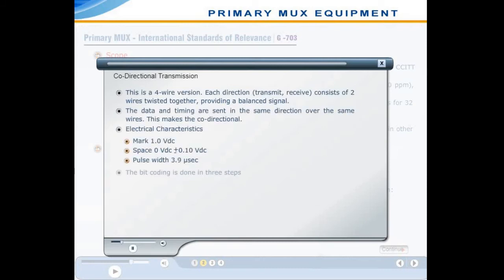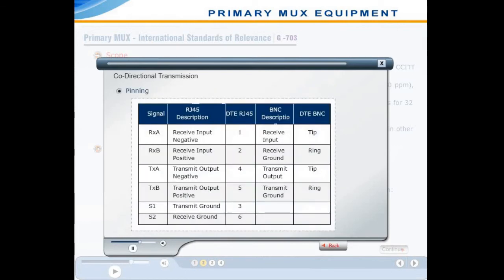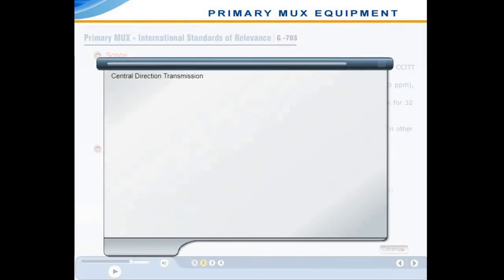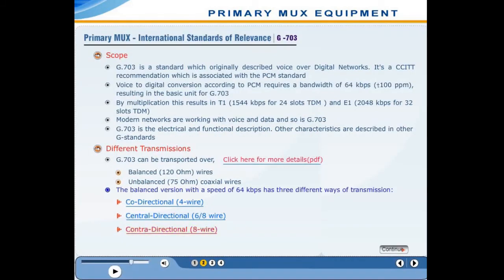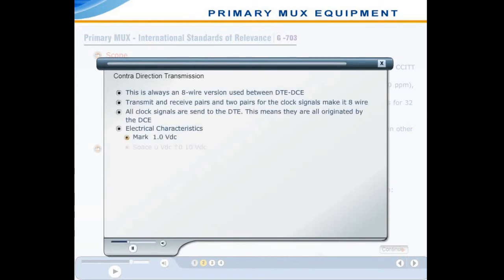The details of co-directional transmission are shown on the screen. The details of centre-directional transmission are shown on the screen. The details of contra-directional transmission are shown on the screen.